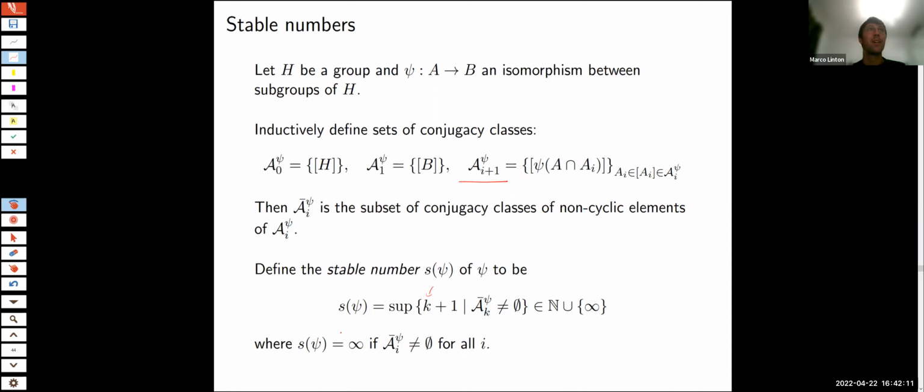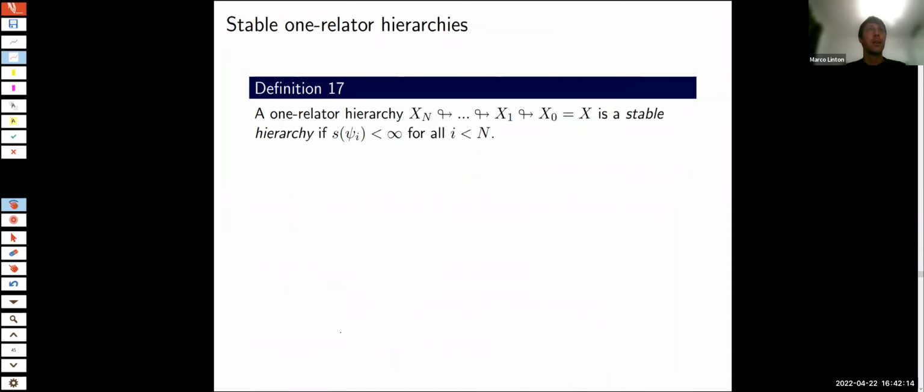So it should be clear what I'm going to do now. We have a stable number. So we have a hierarchy of one-related complexes, and we say it's stable if these identifying isomorphisms have finite stable numbers. Maybe another way to think of this is that it seems a bit like acylindricity, but only on a specific subtree, and we don't mind having cyclic stabilizers.